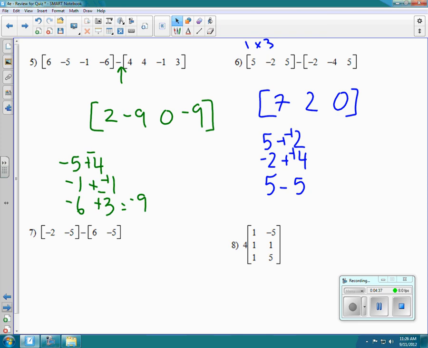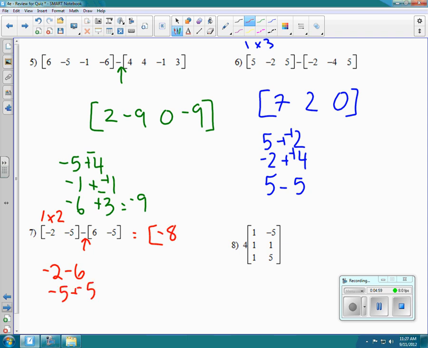Number 7, same exact scenario as before. It's a 1 by 2, and so is this one. So we can go ahead and perform this operation of subtraction. -2 minus 6 will give me -8. -5 minus -5, if I add the opposite, negative 5 plus 5 will give me 0.